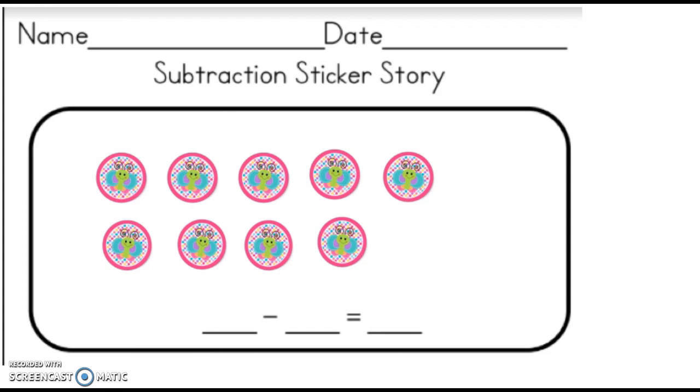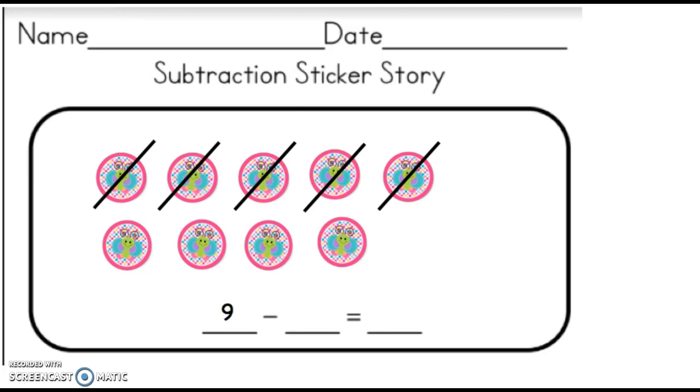Here we go. I got to use a strategy. 5 of them flew away because they were tired, so I used my strategy of crossing out 5, and I knew the top row already had 5 because it's a 5 group, so I crossed out my top row. Now I got to figure out how many are left, right? I got to start my number sentence.